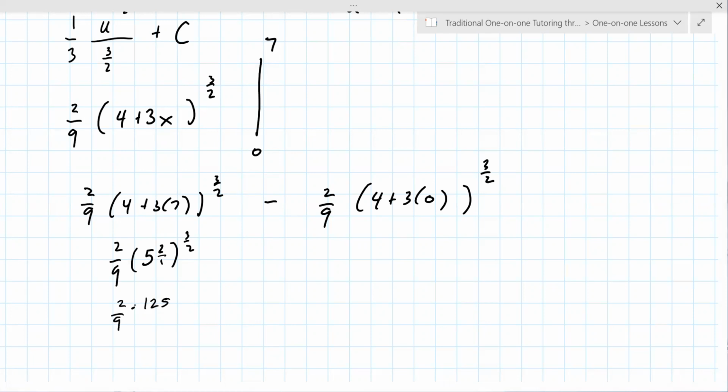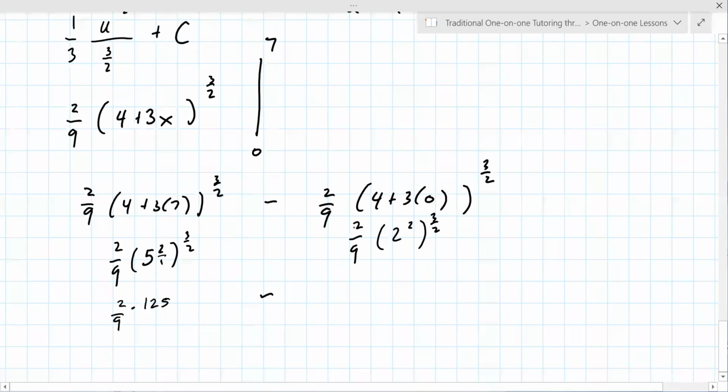Okay. And then over here, it's kind of similar. 4 is really 2 squared to the 3/2 power. So it's the same thing. It becomes 2 to the 3rd because, like you said, it's 6 over 2. That's 3. That's 8. 2/9 times 8. So then that's 16 over 9 on that side.